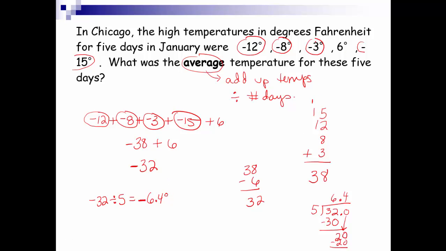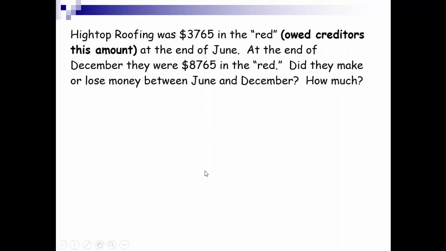Oh yeah, it is Fahrenheit. Degrees Fahrenheit would be the average temperature for those 5 days. It's pretty chilly in Chicago. So negative 6.4 degrees Fahrenheit is the average. You had one more problem.